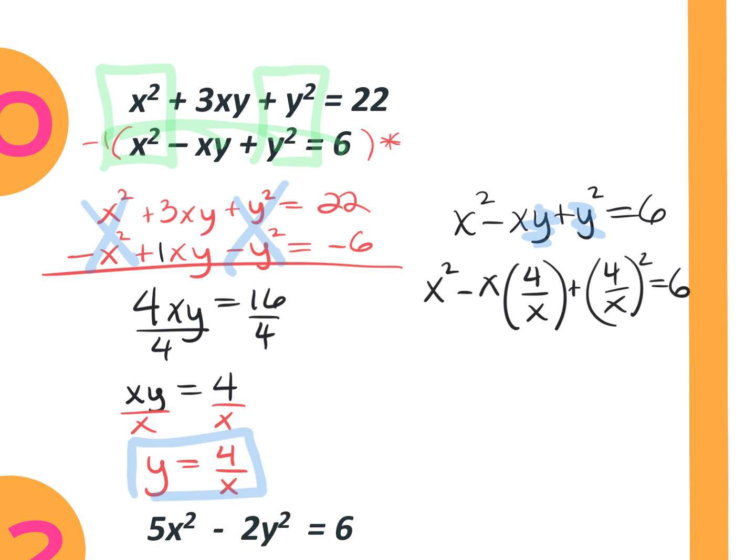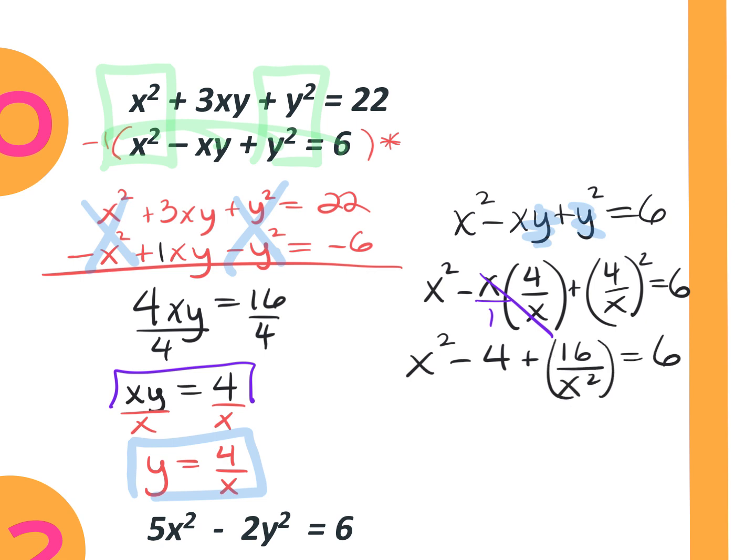Now, if you noticed back up here, before we divided, I could see that xy equals 4. So you could have also said, well, I know xy is 4. You could have just put a 4 there. But if you want to stay consistent because you solved it for y, once you multiply this here, the x's cancel. So then this just becomes x squared minus 4 plus 16 over x squared equals 6.